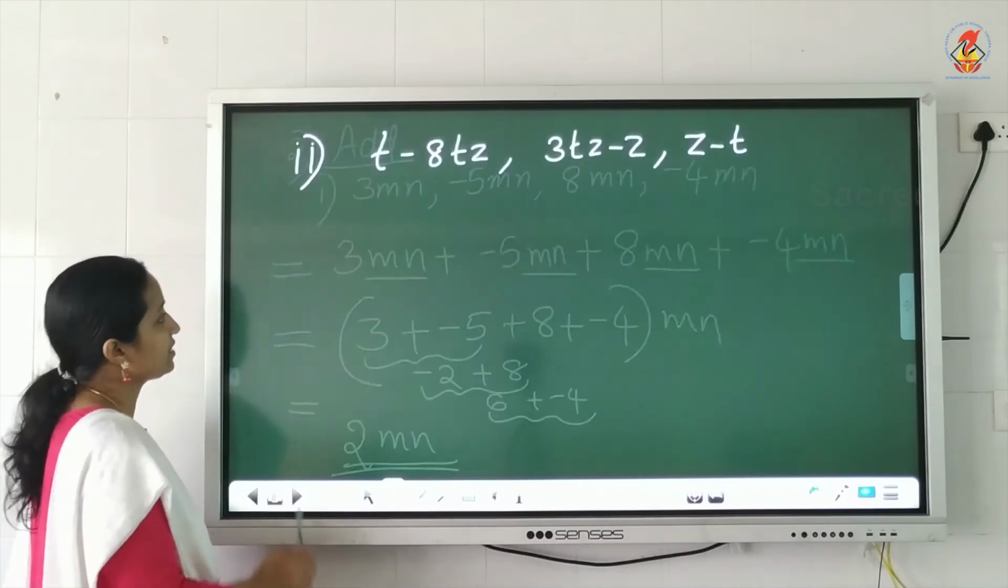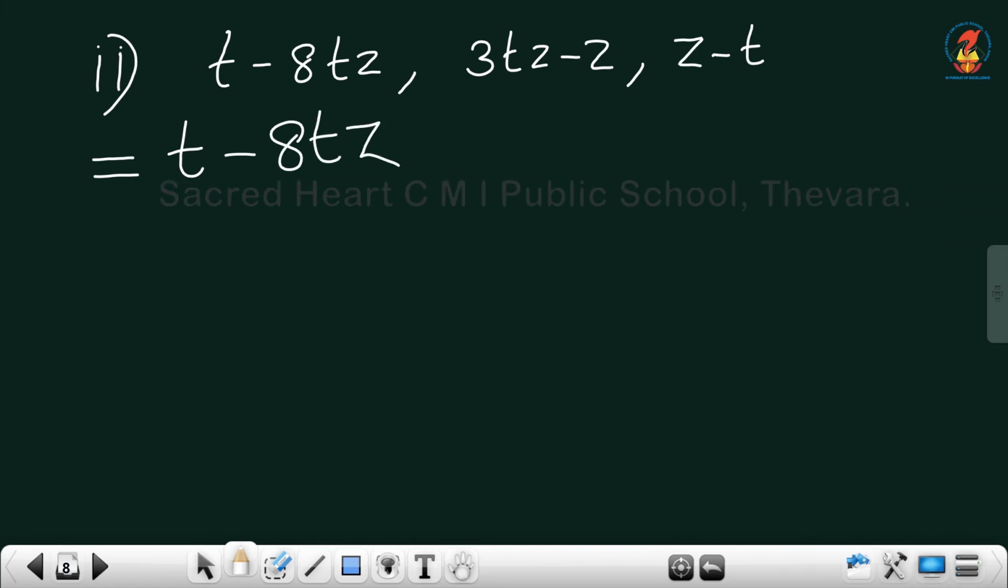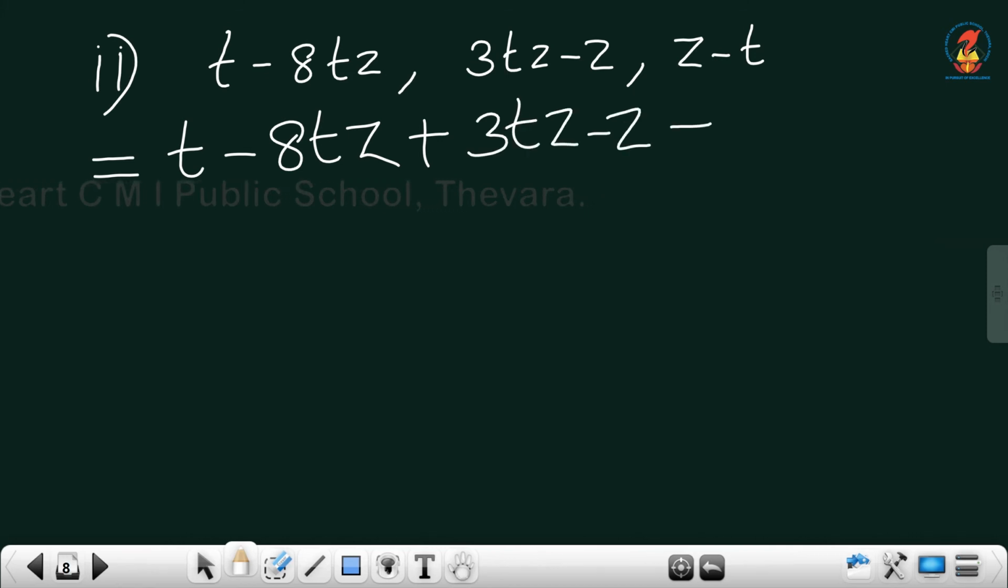Now move to the next question. Add t minus 8tz, 3tz minus z, and z minus t. There are three terms. First you put the addition sign and write the terms: t minus 8tz plus 3tz minus z plus z minus t, because the question is an addition question, that's why we are putting the addition sign.